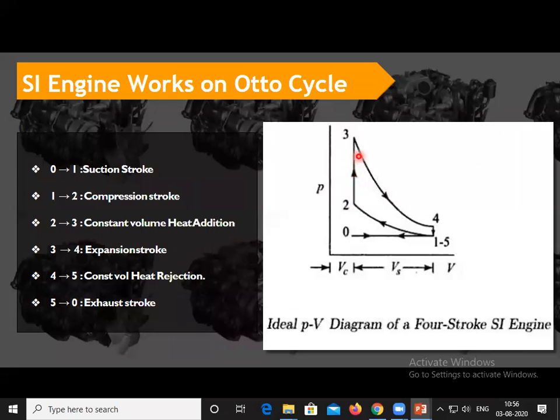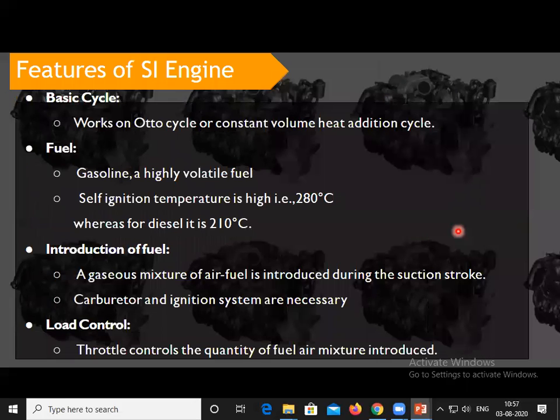And what is 3 to 4? The expansion stroke. Here, 1 to 2 is work input, 2 to 3 is heat addition, 3 to 4 is work output, and 4 to 1, or 4 to 5, is heat release. Those are the processes that happen within this ideal PV diagram of a four-stroke engine. We have already gone through this.